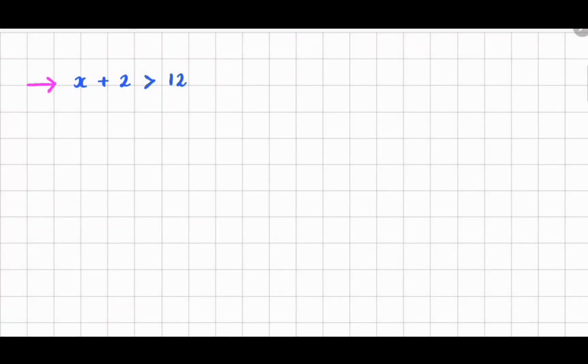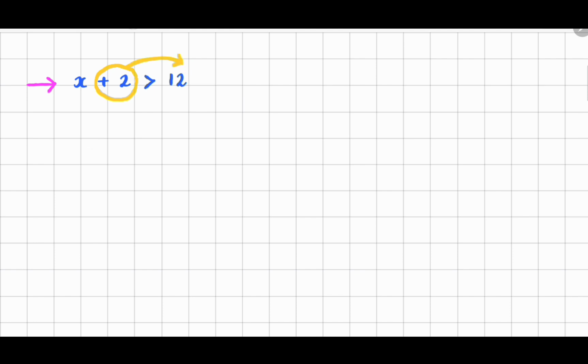Now let's start solving the easiest, x plus 2 greater than 12. Here there is no need for step 1, no need for simplifying on both sides. There are no like terms on this side and there are no like terms on that side. So let's move on to step 2. Our aim is to isolate the variable x on the left hand side of the inequality sign. But the plus 2 is in the way of that. So let's move this plus 2 to that side.